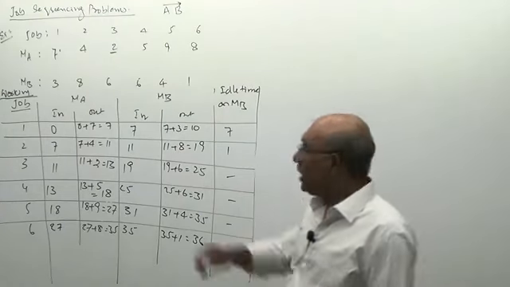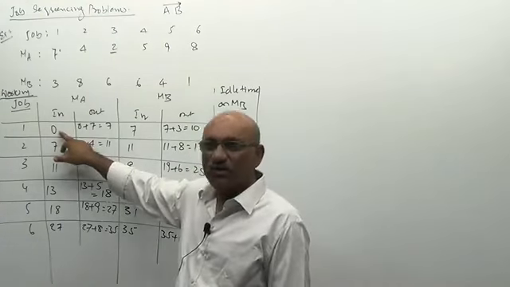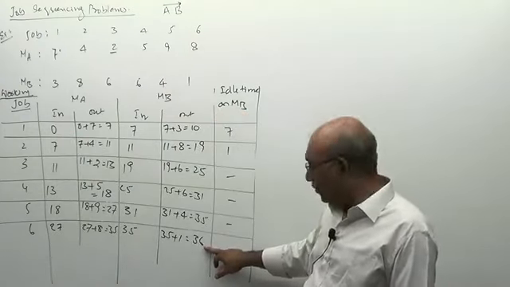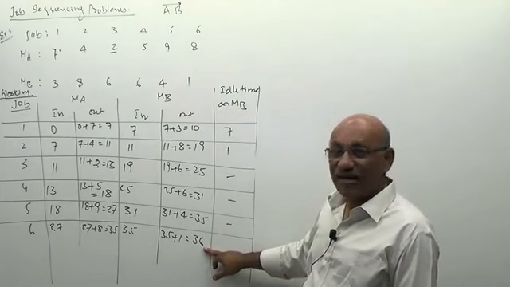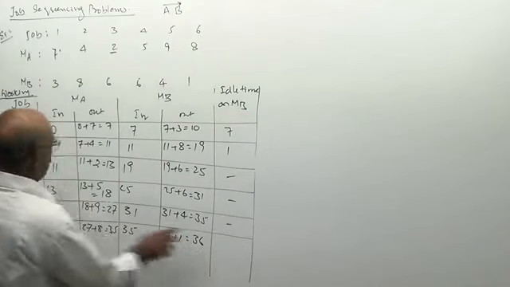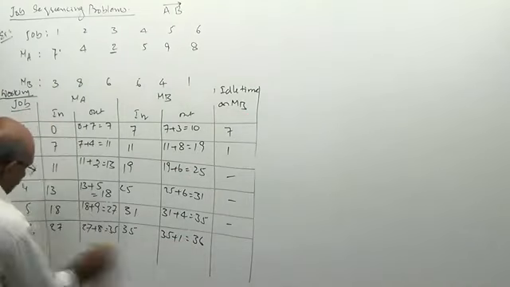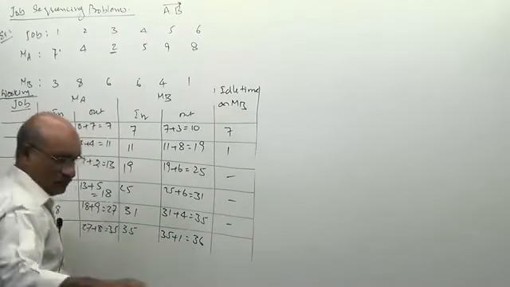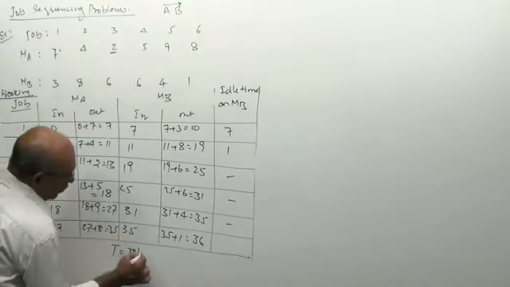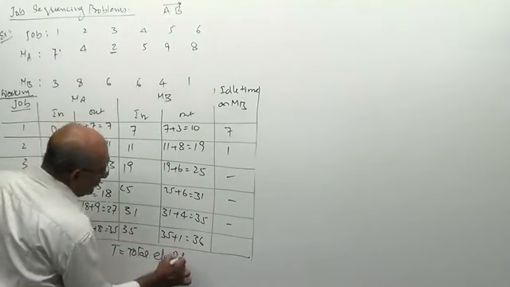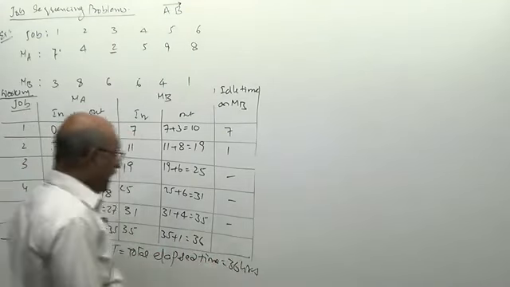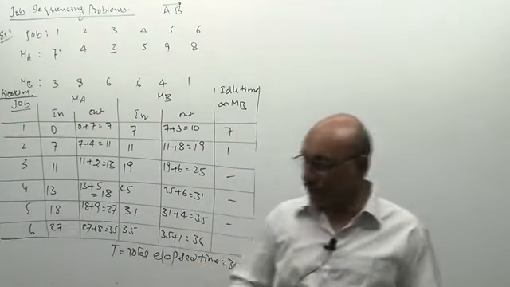At what time is the first job entering into machine 1, sir? 0th hour. At what time is the last job coming out from machine 2, sir? 36 hours, end of the 36th hour. So total elapsed time is equal to the difference of these two timings. Therefore, capital T is equal to total elapsed time. Total elapsed time is equal to 36 hours.